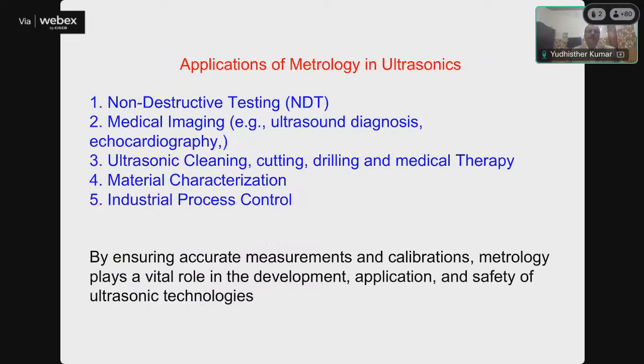Applications of metrology in ultrasonics can be classified into NDT, medical imaging, ultrasonic cleaning, cutting, drilling and medical therapy, then material characterization and industrial process controls. By ensuring accurate measurements and calibrations, metrology plays a vital role in the development, application, and safety of ultrasonic technologies.